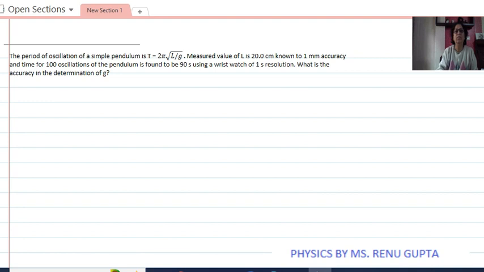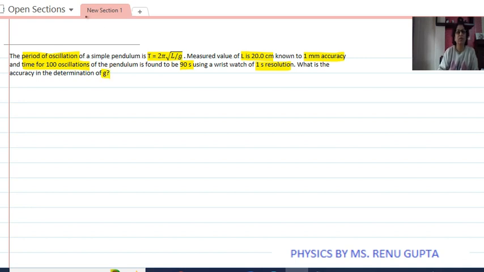Here we are doing a question from class 11 Physics, topic errors. The question says the period of oscillation of a simple pendulum is T equals 2 pi under root L over g. The measured value of L is 20 centimeter, known to 1 millimeter accuracy, and the time for 100 oscillations of the pendulum is found to be 90 seconds using a wristwatch of 1 second resolution. What is the accuracy in determination of g?